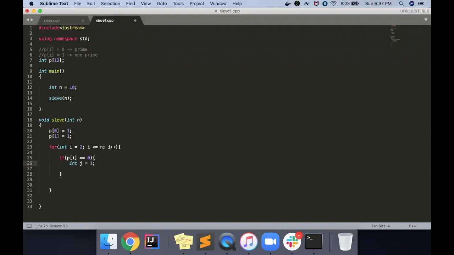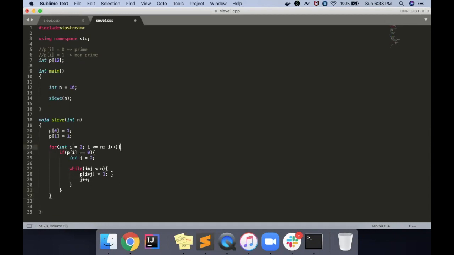You can implement it any way, but I generally do it like this. If the number is prime, I mark its multiples as 1. The multiple will be I into j, and j goes till n. So I set P of I into j as 1, with j plus plus. And I guess that's all.